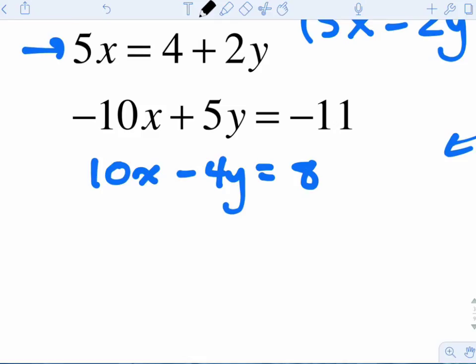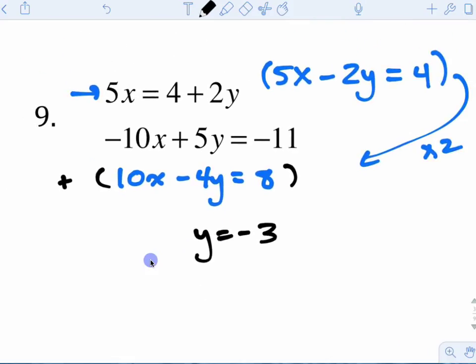So when we add 8 to both sides of that original equation, we're going to end up with, well, negative 10x plus 10x is 0. Amazing. 5y plus negative 4y is just 1y. Amazing. Negative 11 plus 8 is negative 3. Amazing. Check that out. We've already found, that was very lucky, we've already found the y coordinate of our solution to the system.